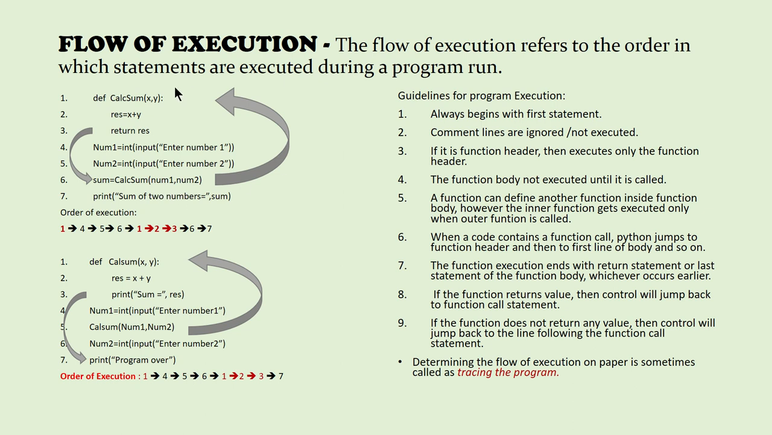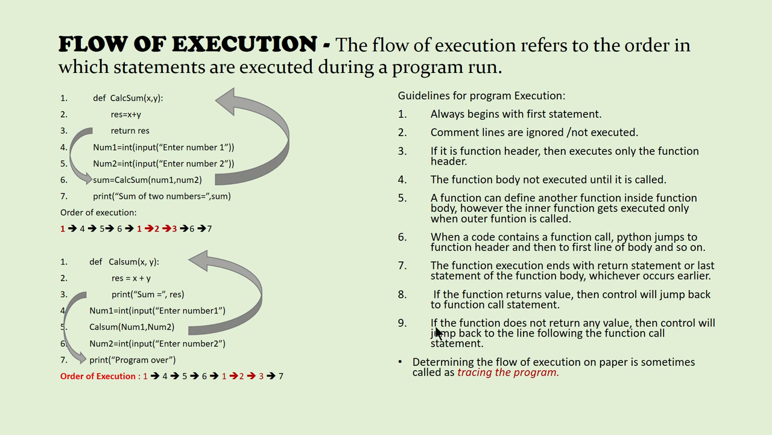From 6 I went to line number 1, and 1, 2, 3 I have executed. After executing line number 3, I will come back to the sixth statement once again. This time it has some value, this value gets substituted, and sum is equal to whatever, if it is an expression, this line is executed once again with the value of the evaluated function. It will come back to the same line from where it got transferred. That is what it says: if the function returns a value, then control will jump back to the function call statement.